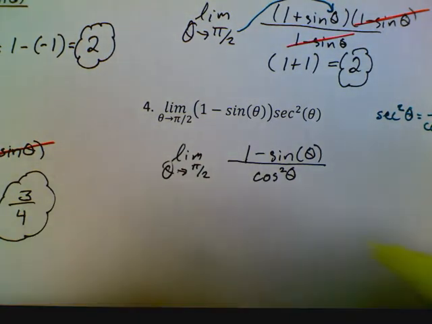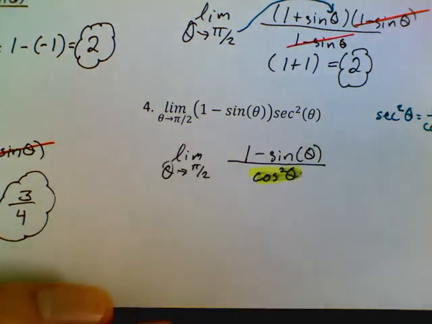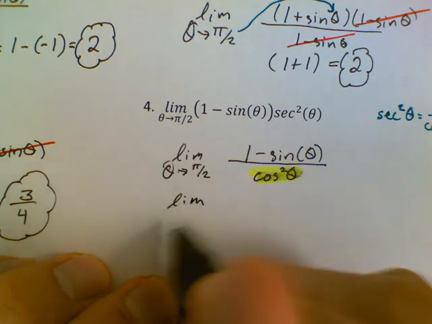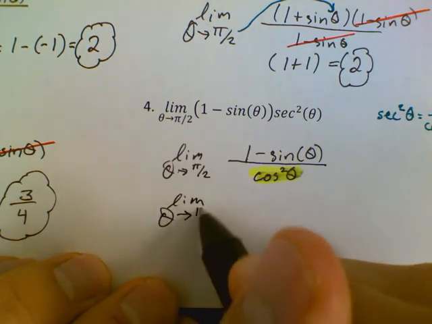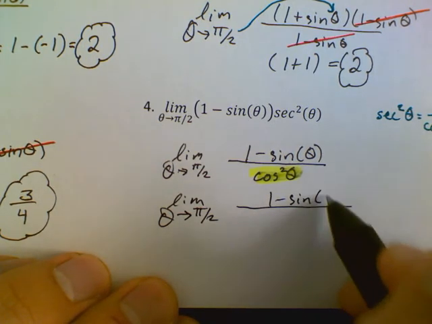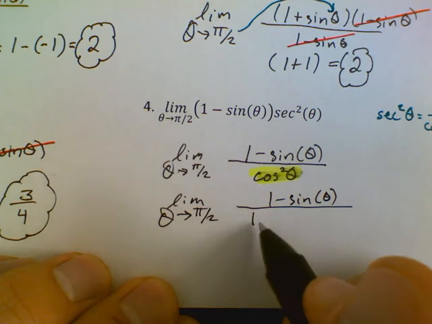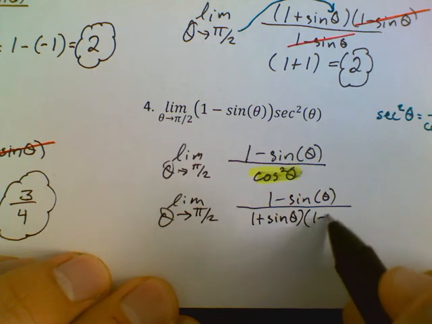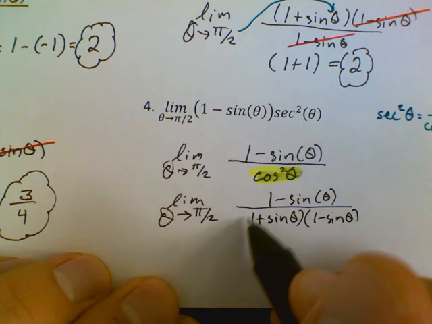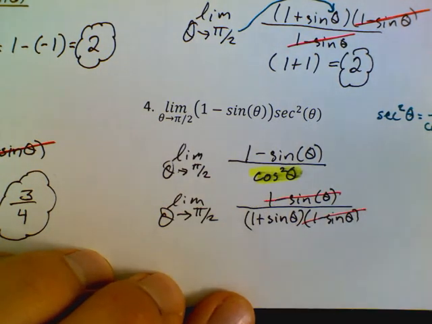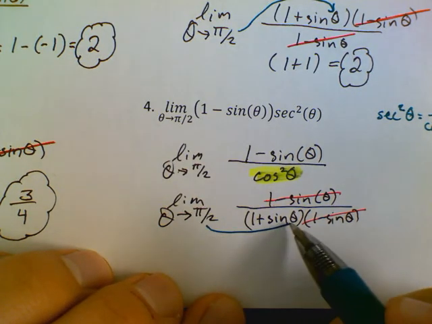Now the factoring pattern for cosine squared theta is 1 plus sine theta and 1 minus sine theta. So forgive me for not saying theta on each one of those, but it's 1 minus sine theta on top. And then the factoring pattern for cosine squared theta is 1 plus sine theta and a 1 minus sine theta. Okay, so we'll cancel the 1 minus sine thetas.